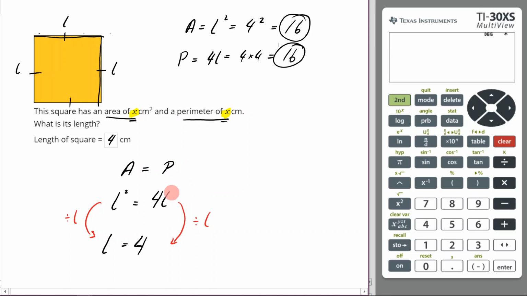And this is the simplest way to go about this. There are other ways to go about it, which are far more algebraic and a lot of writing. But this is the simplest way to go about it.